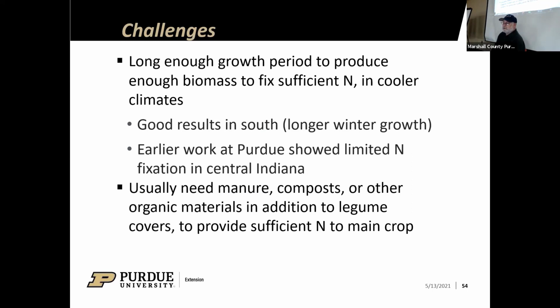So our real challenge is having a long enough growing season to produce enough biomass to justify planting a legume in our climate. Good results if we lived in Kentucky, for example, where they have a warmer winter period to allow legumes to be more actively producing nitrogen with that rhizobia relationship on the root system.